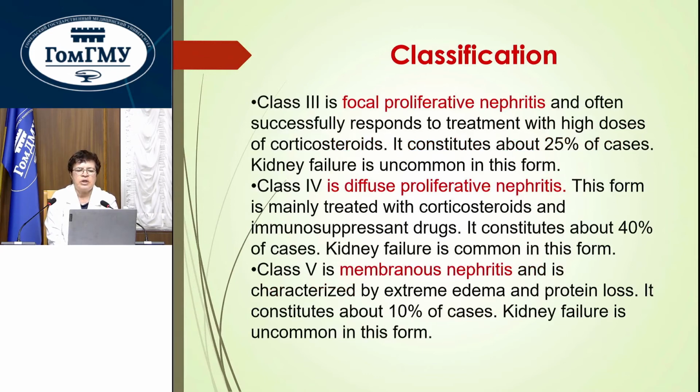Class 3, or third class, is focal proliferative nephritis and often successfully responds to treatment with high doses of corticosteroids. It constitutes about 25% of cases. Kidney failure is uncommon in this form. Class 4 is diffuse proliferative nephritis. This form is mainly treated with corticosteroids and immunosuppressant drugs. It constitutes about 40% of cases.